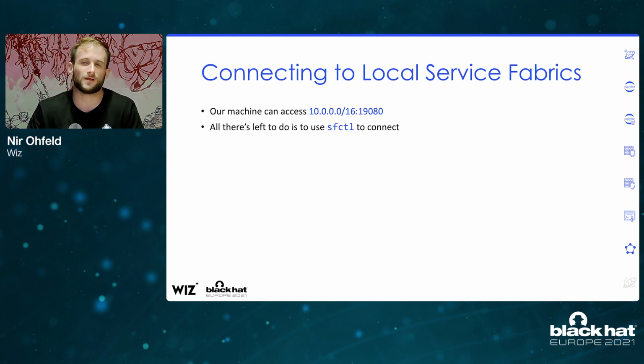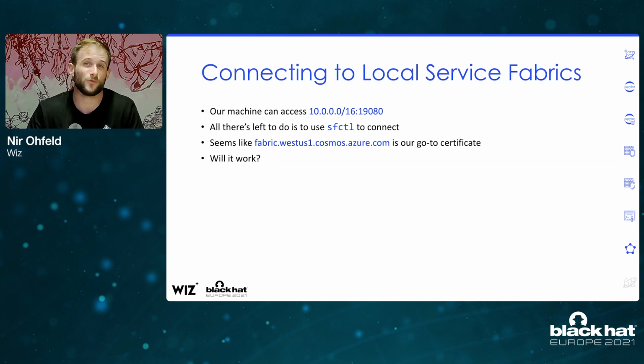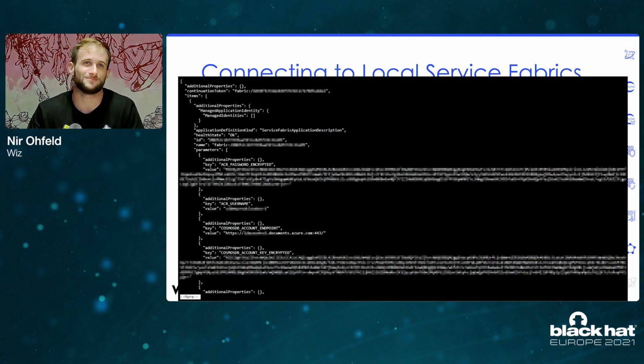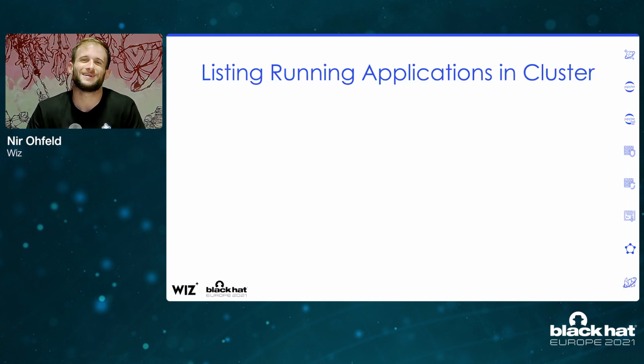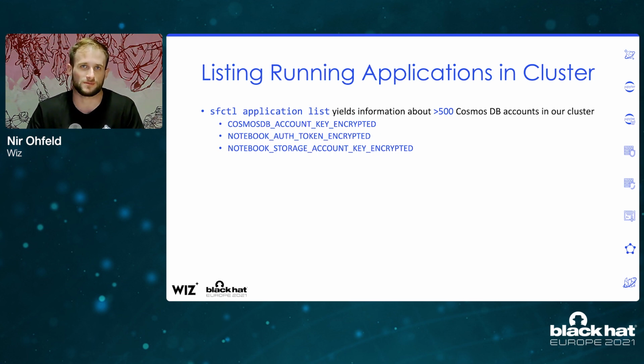And there seems to be that one certificate that has all the answers, the Fabric REST US1 certificate. So let's try it. Here are the two commands used to authenticate and list all the application instances in our cluster. We issued the last command and wondered, will it work? Well, it worked. The application list command yielded more than 500 Cosmos DB instances in our regional cluster, and for each instance, we received a bunch of encrypted authentication tokens. But as I said, all of these authentication tokens are encrypted. They are useless for us.